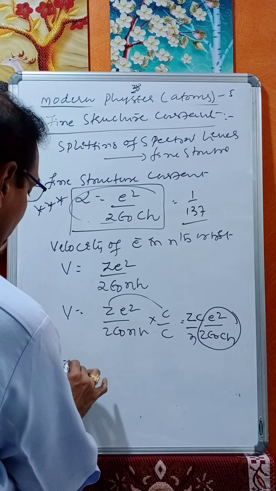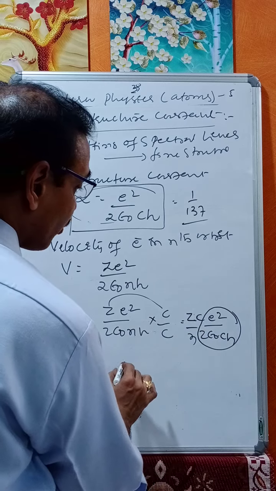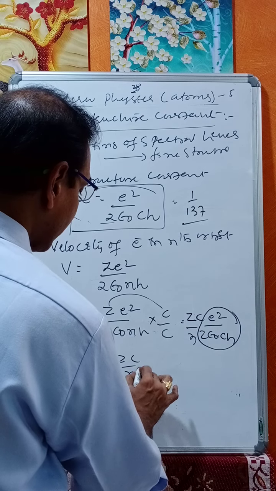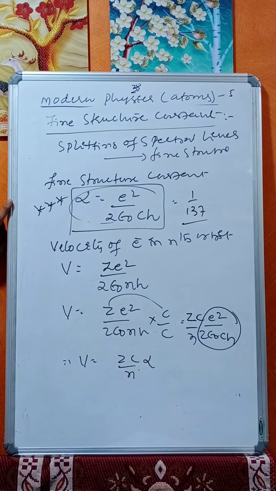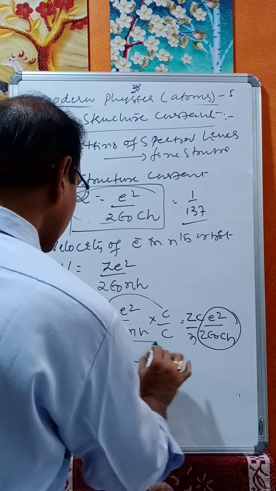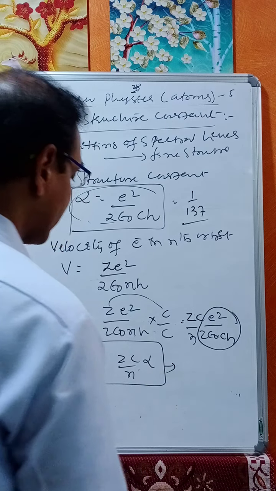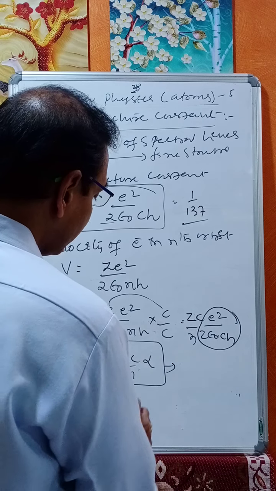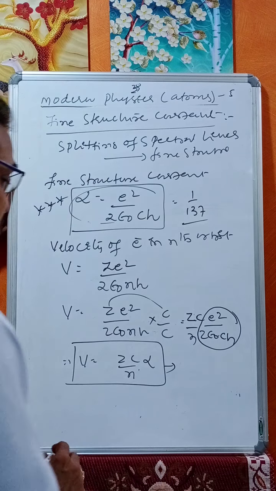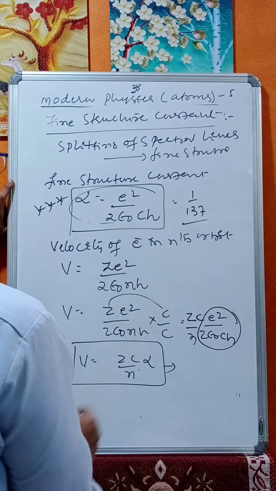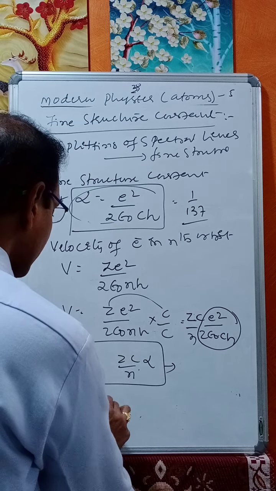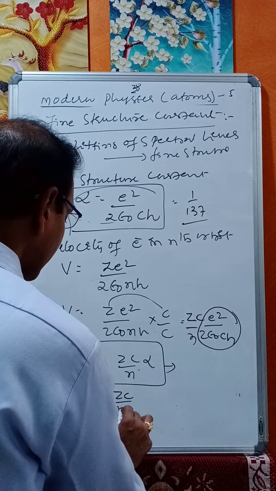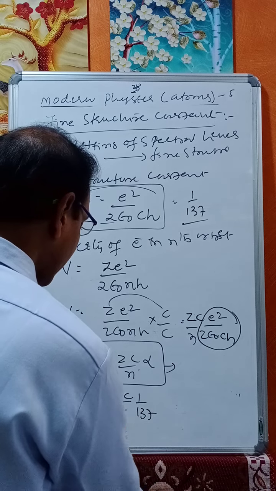So we can write V equals Z c by n into alpha. This is the relation between velocity and the fine structure constant: V equals Z c alpha by n. But alpha is equal to 1 by 137, therefore V equals Z c by n into 1 by 137.